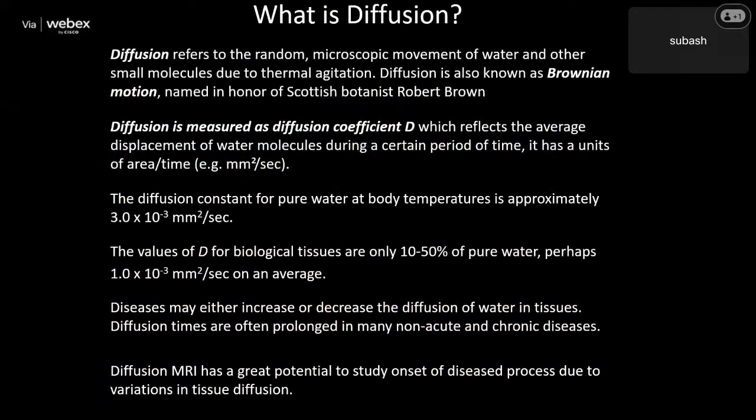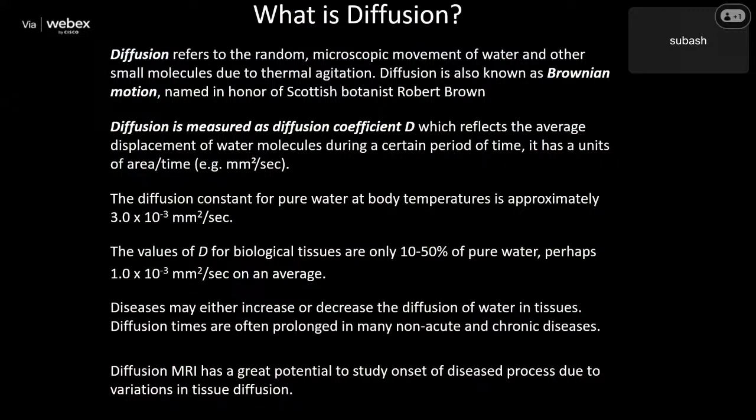We all know that diffusion refers to the random microscopic movement of water and other small molecules due to thermal agitation, which is known as Brownian motion, named in honor of the Scottish botanist Robert Brown. Diffusion is measured as the diffusion coefficient D, which reflects the average displacement of a water molecule during a certain period of time. It has a unit of area divided by time, millimeter squared per second. The diffusion constant for pure water at body temperature is approximately 3 x 10^-3 mm²/s. But in biological tissues this is much less, of the order of 1/3 of the diffusion of water at body temperature, so you can expect diffusion values of around 1 x 10^-3 mm²/s.